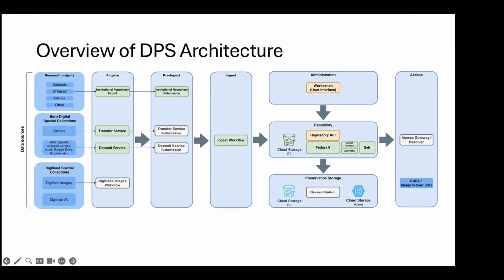The repository, as you can see there, is based on Fedora 6, and we are using the supporting components of Solr and Camel Toolbox, etc. The copy to preservation storage leans heavily on the OCFL, so we're copying what goes into Fedora basically. If it's not in the immutable head, if it's been versioned, it then gets copied to these other locations. And to maximize the resilience, we've got diversity of both vendor and cloud platforms.